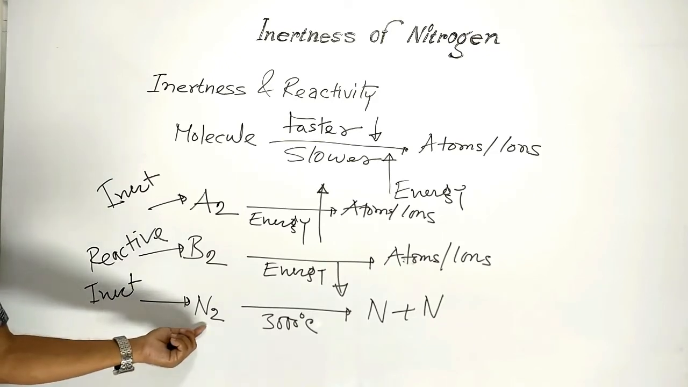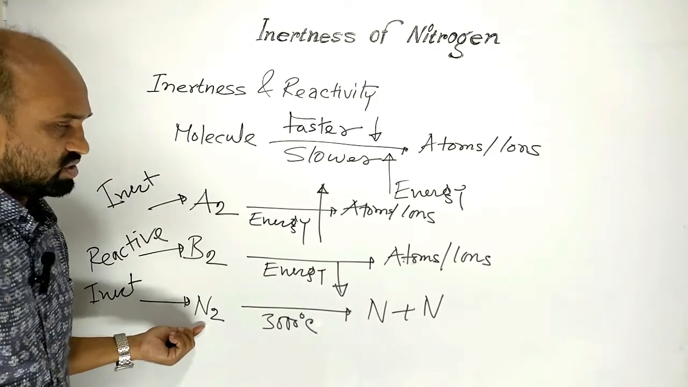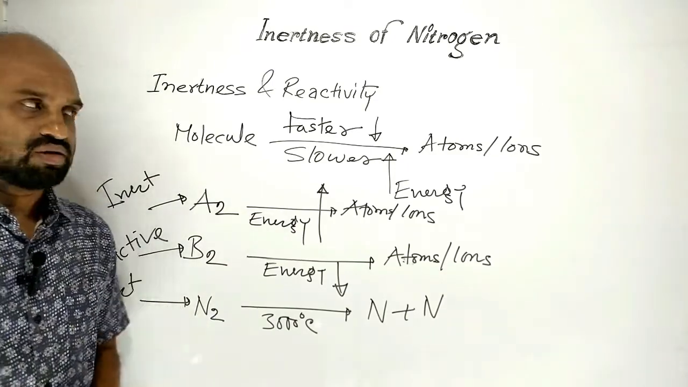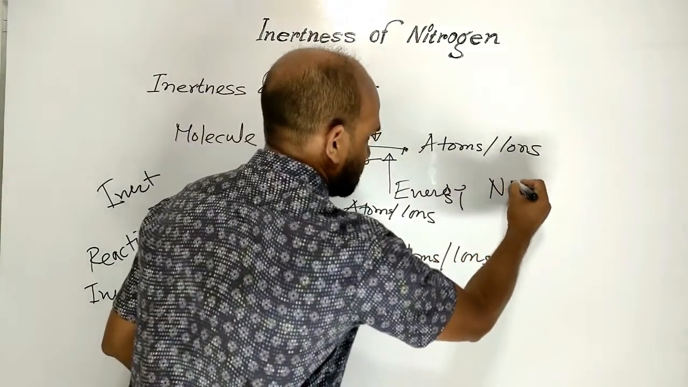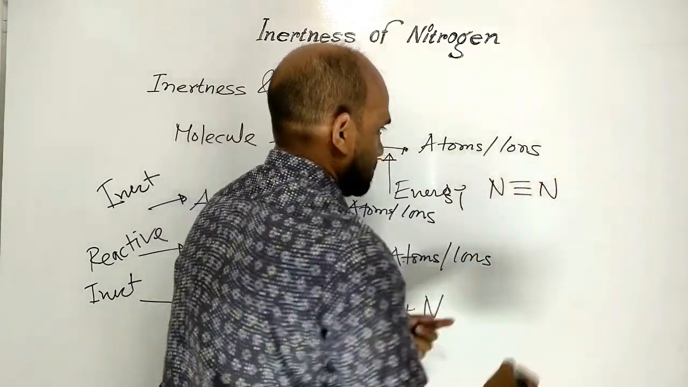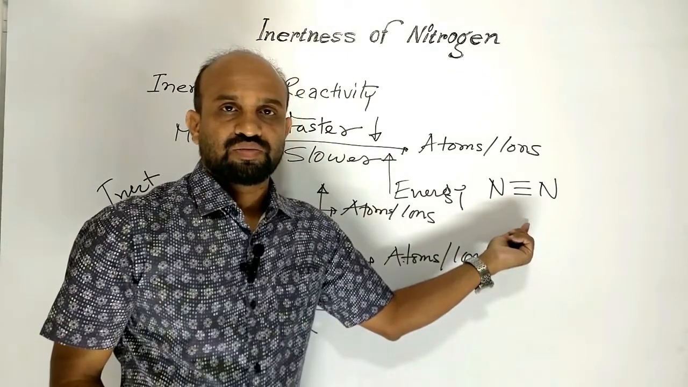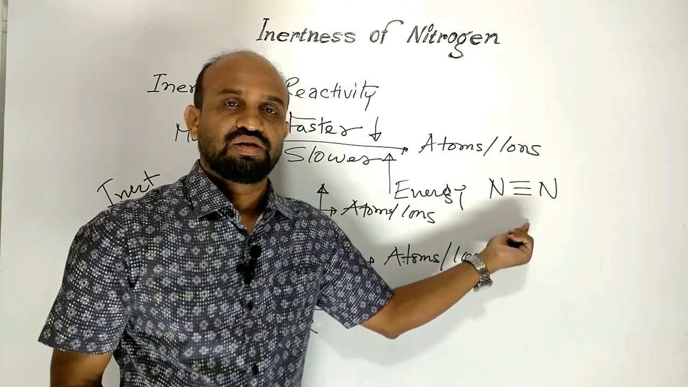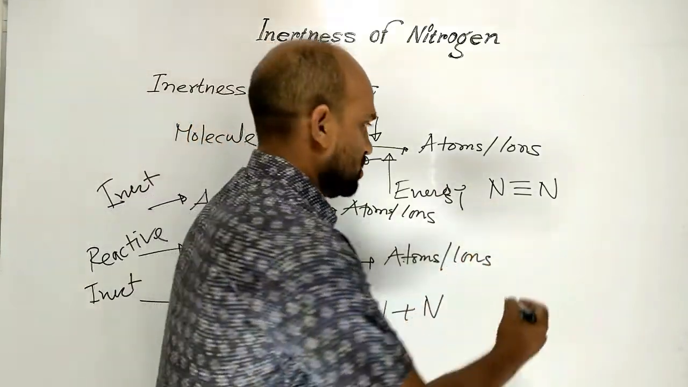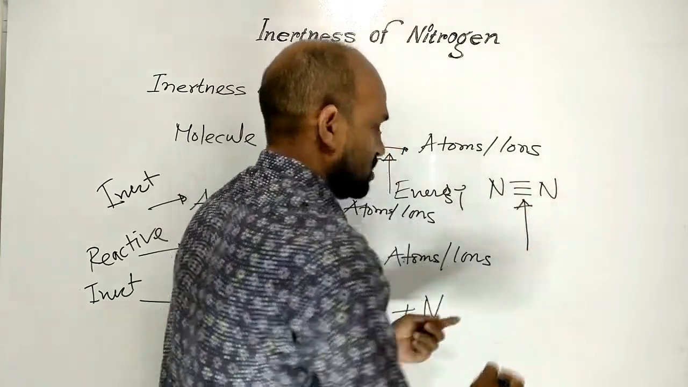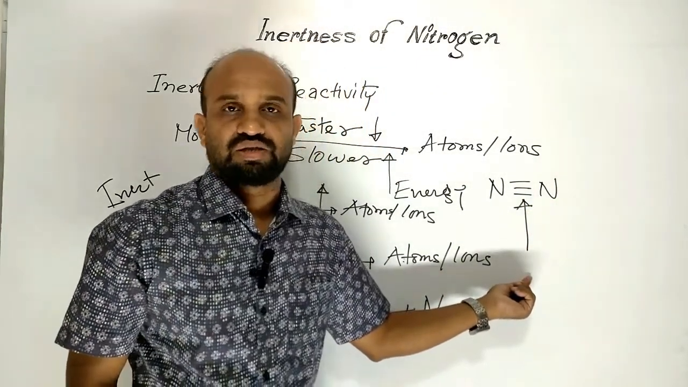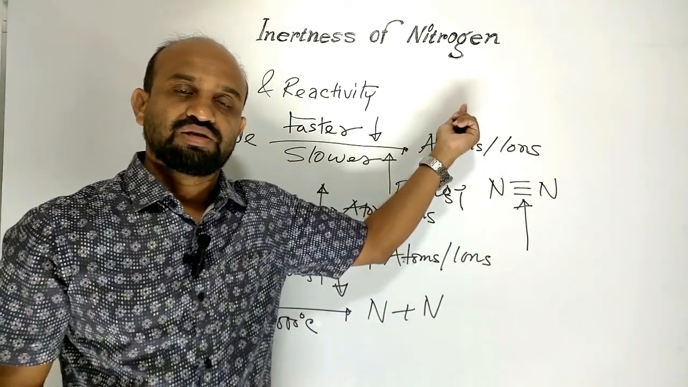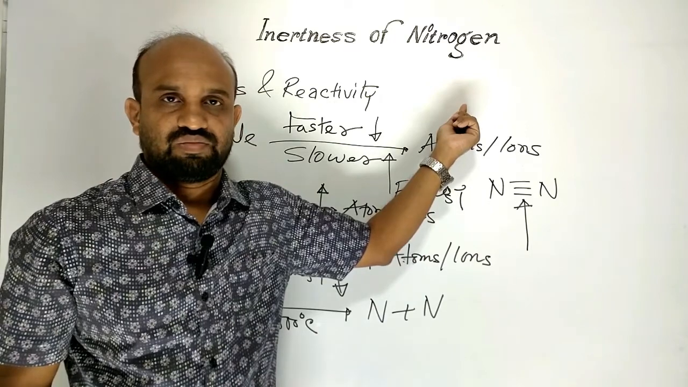Why is this an inert molecule? If we see the structural formula of the nitrogen molecule, then it will be clear. The structural formula is this. Between two atoms, there are three bonds. A triple bond is present in the nitrogen molecule. So, to break this bond, a huge amount of energy is required. That is why nitrogen is used as an inert medium.